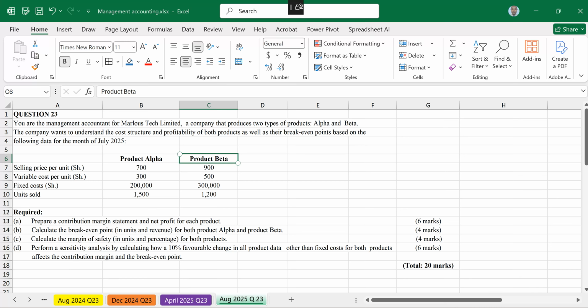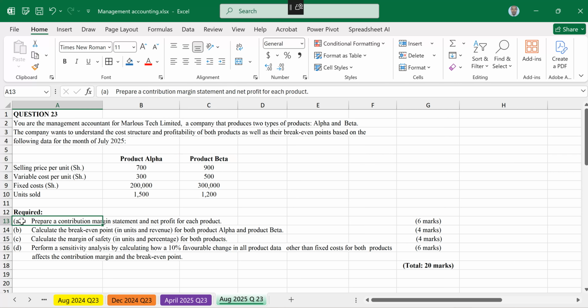Required for 6 marks: prepare a contribution margin statement and net profit for each product. Calculate the break-even point in units and revenue for both product alpha and product beta. Calculate the margin of safety in units and percentage for both products. Perform a sensitivity analysis by calculating how a 10% favorable change in all product data other than fixed costs for both products affects the contribution margin and break-even point. So you can see a total of 20 marks.